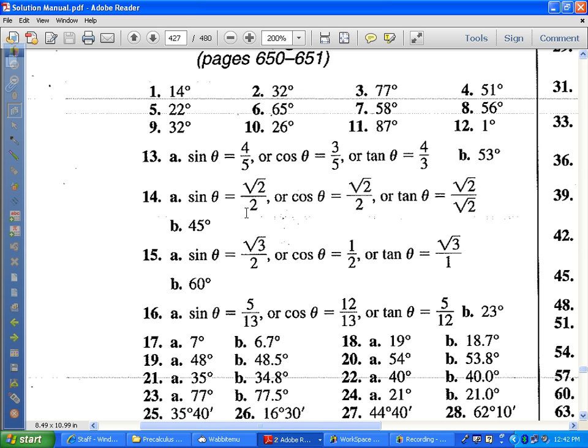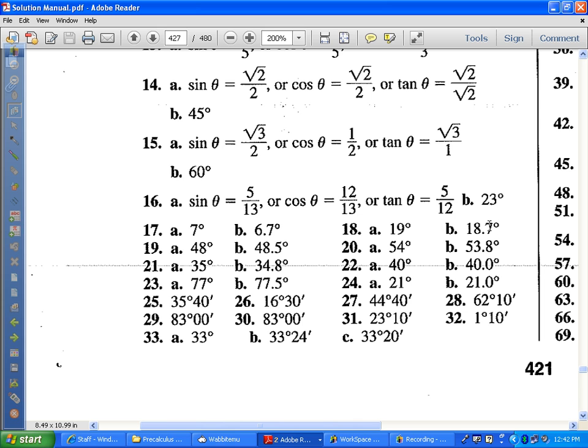15, you can have any one of the three ratios: sine theta being radical 3 over 2, cosine theta being 1 over 2, or tangent theta being radical 3 over 1. And you don't need your calculator for this. The sine of what angle is radical 3 over 2? A 60-degree angle. We need to recognize these radical 3 over 2s, 1/2s, and radical 3s as special angle function values. Sine is radical 3 over 2 at 60, cosine is 1/2 at 60, tangent is radical 3 at 60 degrees. No calculator on 15.